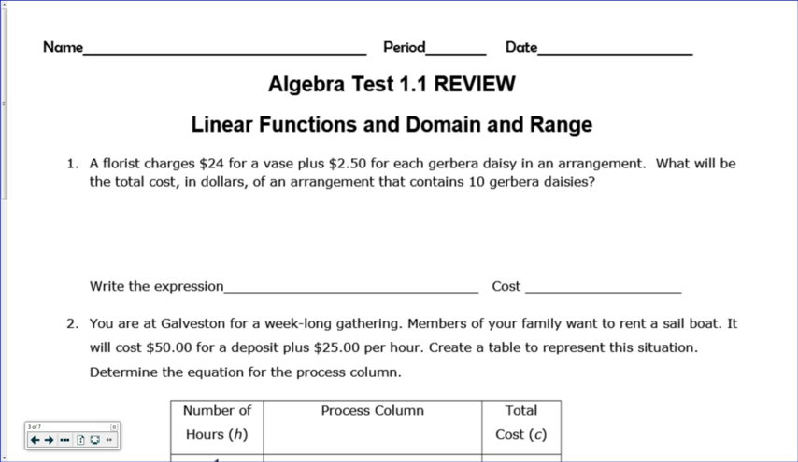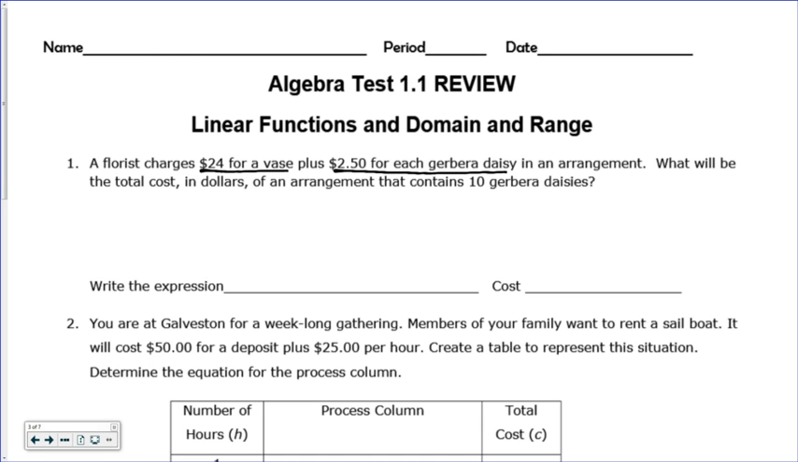A florist charges $24 for a vase plus $2.50 for each Gerber daisy in an arrangement. What will be the total cost in dollars of an arrangement that contains 10 Gerber daisies? So in order to solve, we're looking for an equation first. So we need to pick out our important information. We need to know that it's $24 for a vase and $2.50 for each Gerber daisy.